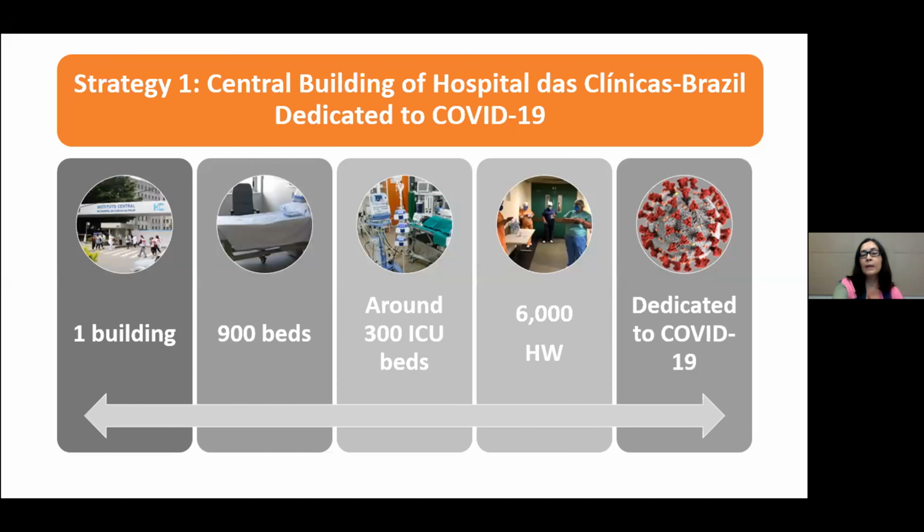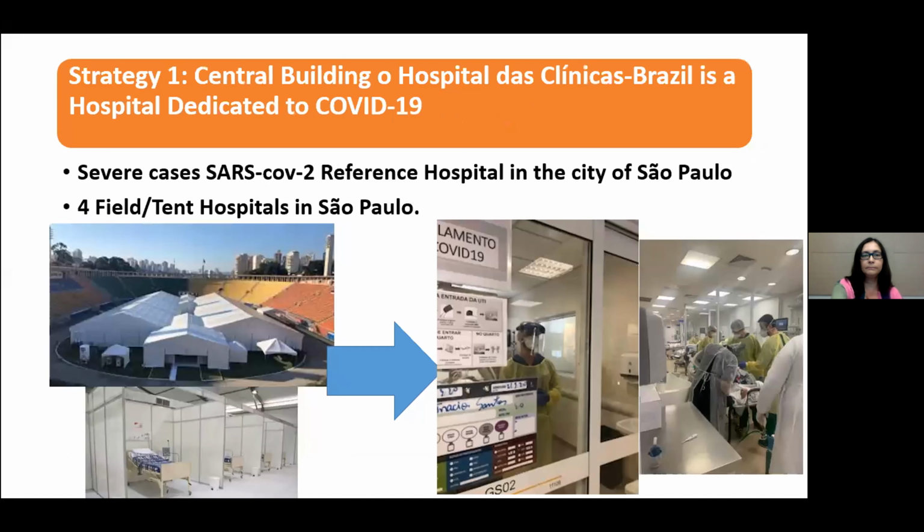So it's a 900-bed building with around 300 intensive care units. In the beginning of the pandemic we had around 125 intensive care beds, and then we increased to 300 because of the needs of the city of São Paulo. In this building, there are 6,000 health workers dedicated to COVID-19. Since the beginning of the pandemic, we have been considered the reference hospital for severe cases of SARS-CoV-2.